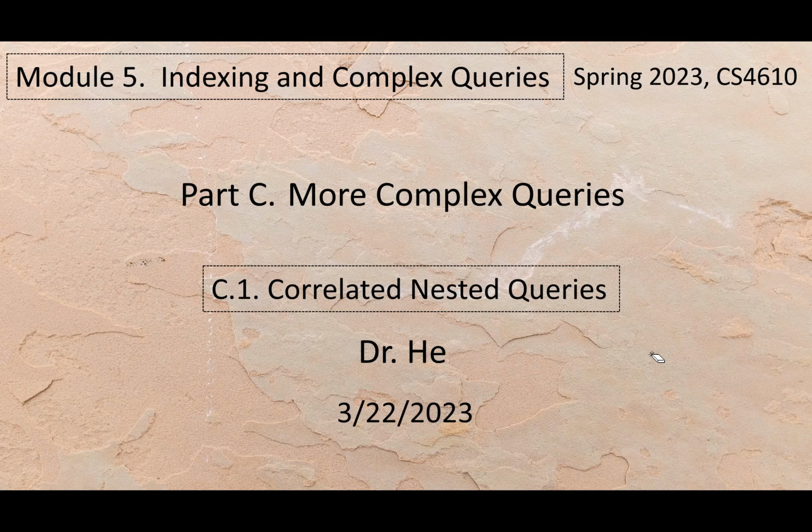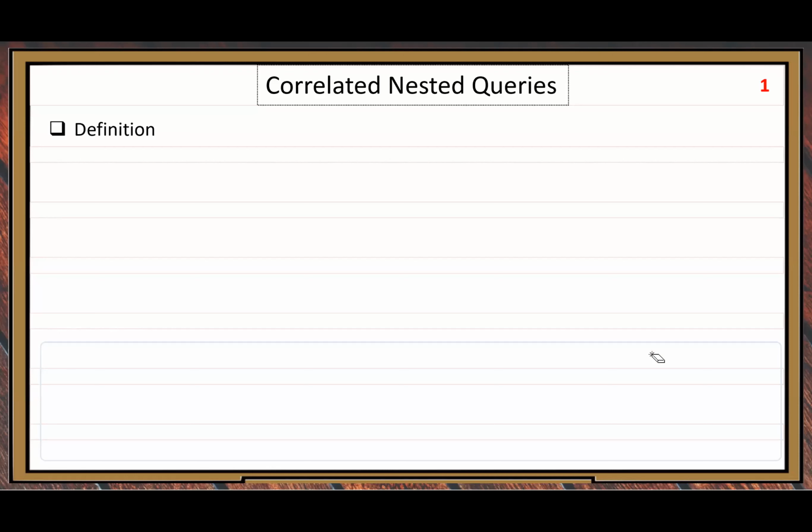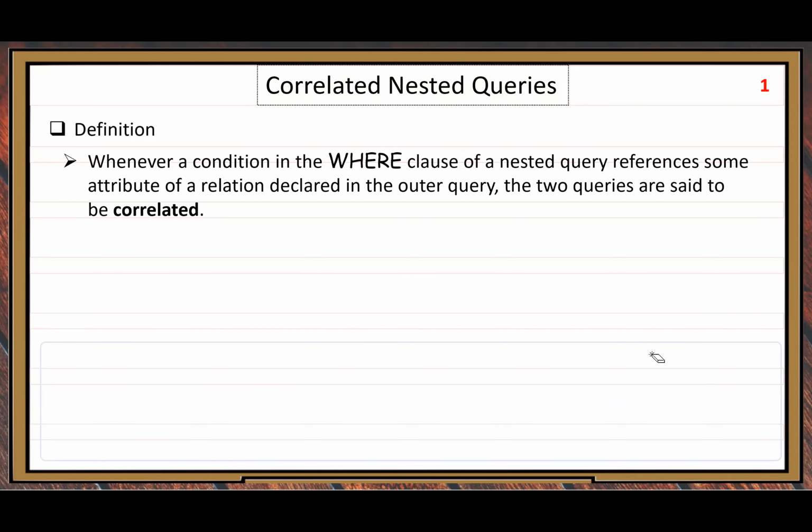What kind of nested queries do we call correlated queries? Definition: whenever a condition in the where clause of a nested query references some attribute of a relation declared in the outer query, the two queries are said to be correlated. It's a long sentence, so let me describe it.